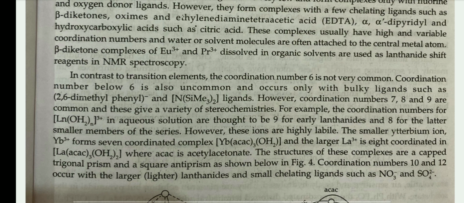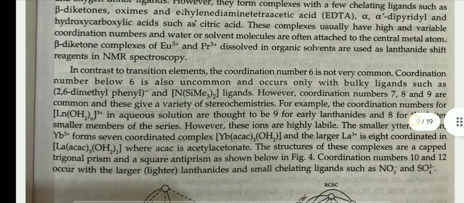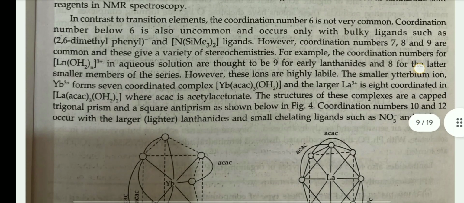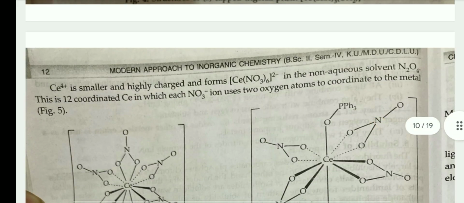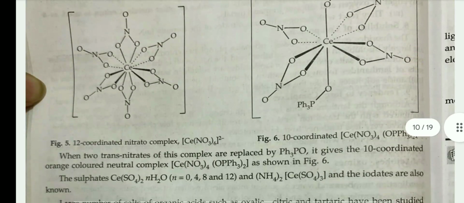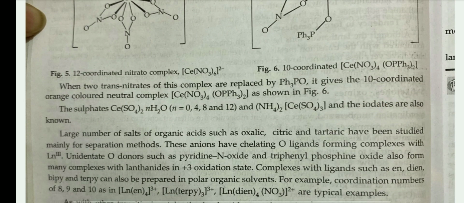Coordination numbers 10 and 12 occur with the larger lanthanoids and small chelating ligands such as NO3- and SO4 2-. Ce4+ is smaller and highly charged and forms [Ce(NO3)6]2- in the non-aqueous solvent N2O4. When two trans nitrates of this complex are replaced by Ph3PO, it gives the 10 coordinated orange colored neutral complex Ce(NO3)4(OPPh3)2 as shown in figure 6.